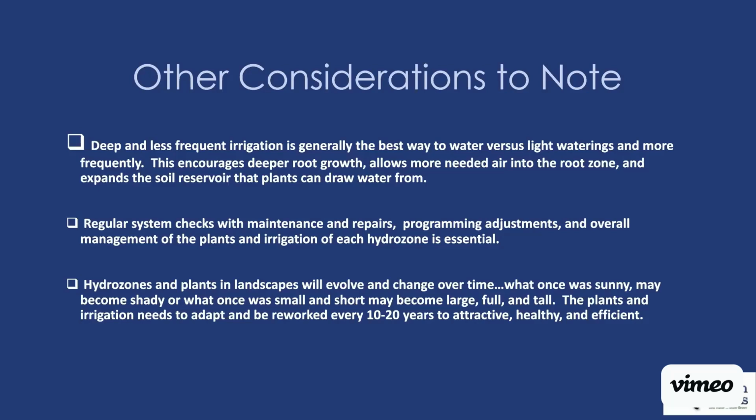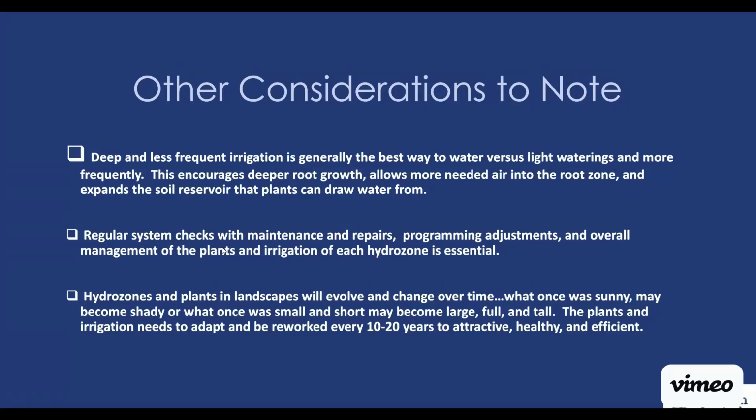Regular system checks and maintenance, programming adjustments, and overall management of plants and irrigation for each hydrozone is essential. You can't just set it and forget it or neglect it. Your hydrozones will kind of fall apart and break down. Things won't be working the way that you thought they were, or they were at one time. So maintaining it is really critical, but you've got to check and make sure everything's doing what it's supposed to be doing. Hydrozones and plants and landscapes do change and evolve over time.